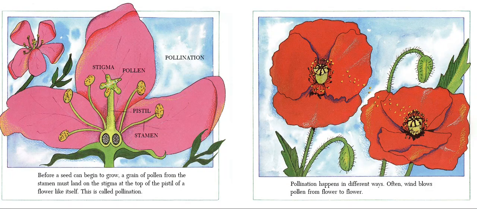Before a seed can begin to grow, a grain of pollen from the stamen must land on the stigma at the top of the pistil of a flower like itself. This is called pollination. Pollination. Stigma. Pollen. Pistil. Stamen.